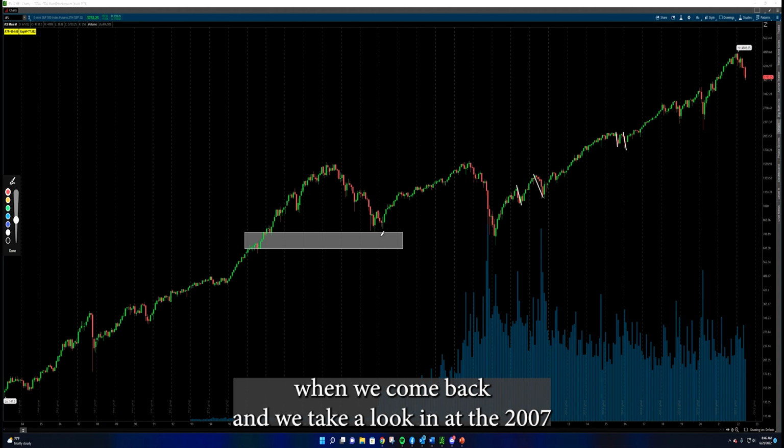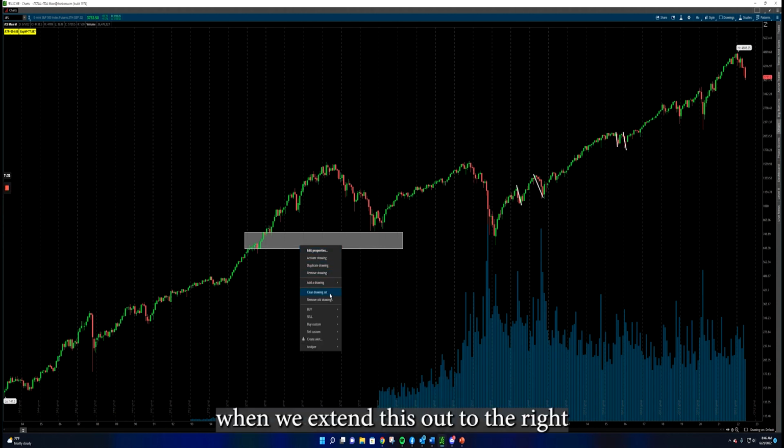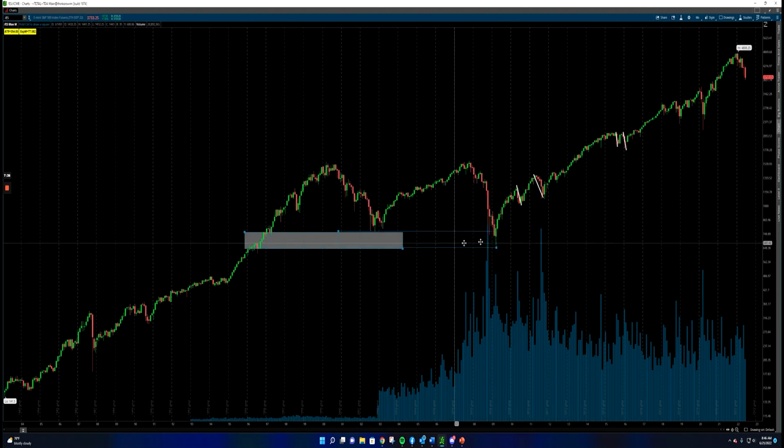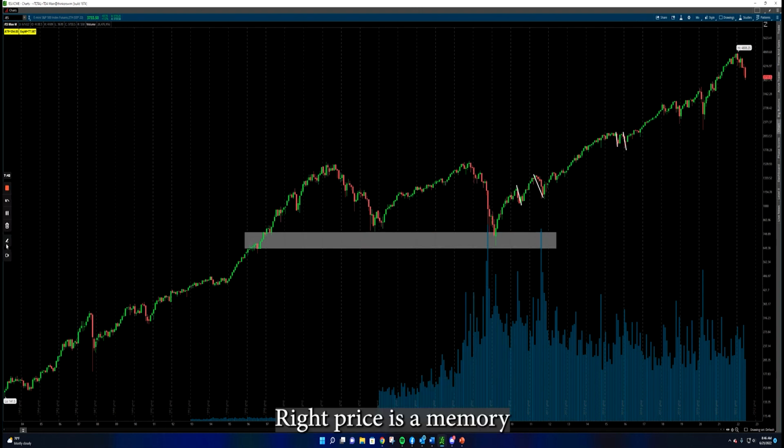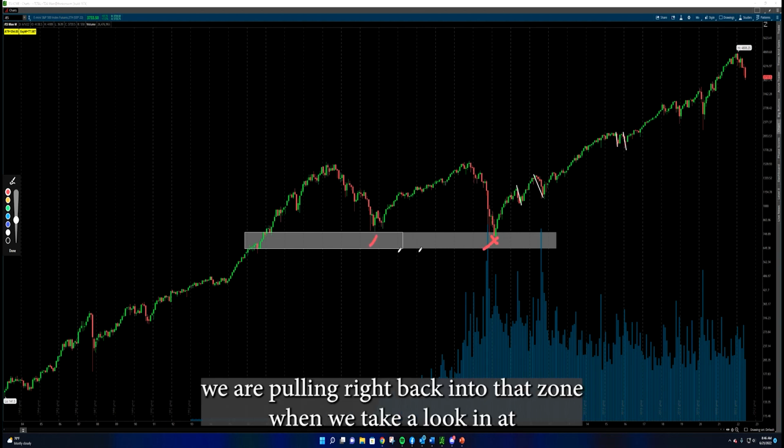When we come back and we take a look at the 2007, when we extend this out to the right, we find that that same price support zone was important, right? Price is a memory. And here we are pulling right back into that zone.